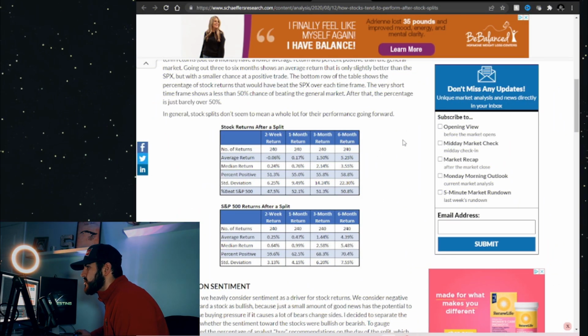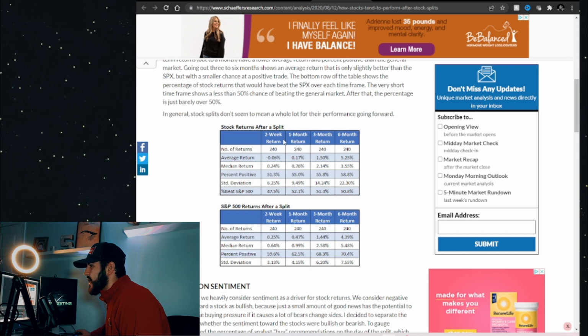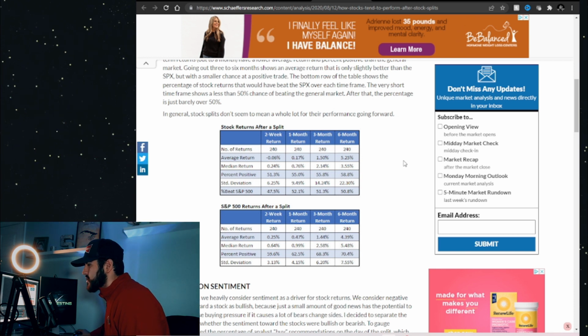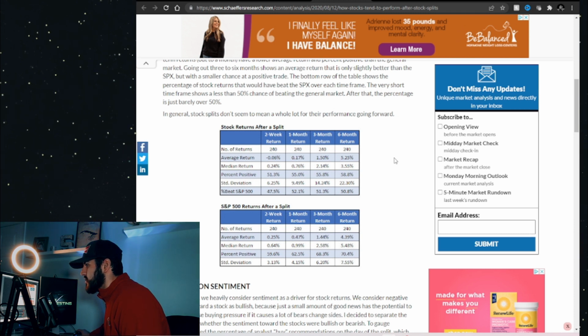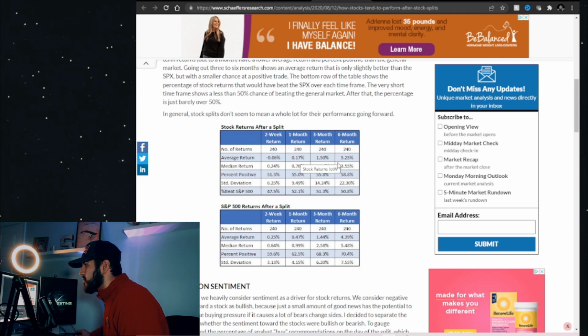We're going to take a look at performance of stocks after they split. So here we go. This is based off of 240 stock splits. And we can take a look at the 2-week return. The average is negative 0.06% after the stock split. This doesn't include the run up that you typically see before the split. That negative return 2 weeks after is typically because traders are buying the rumor and selling the news. 1 month you're at 0.17%, 3 months you're at 1.5%, 6 months you're at 5.25%, and a year out you're an investor and it shouldn't impact because it has no impact on valuation.